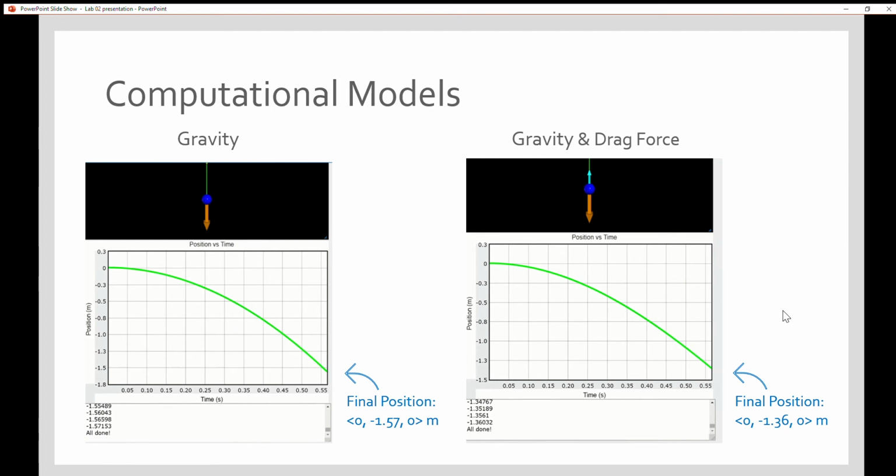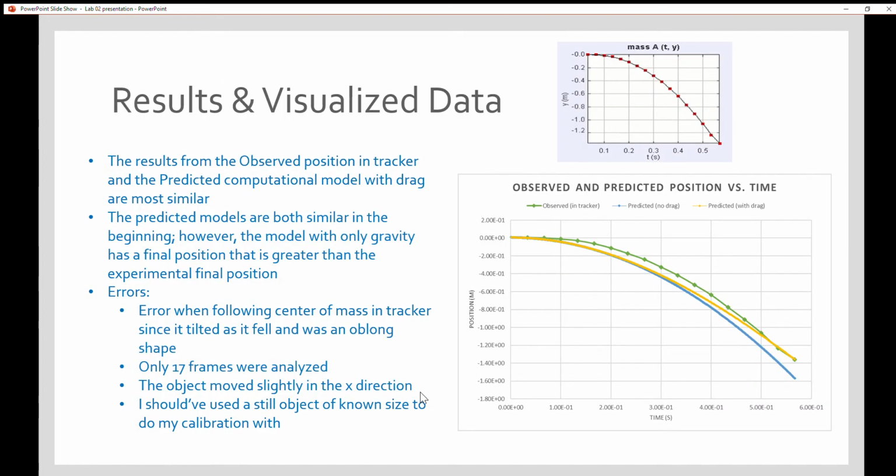Both of these graphs look similar, but when I put them on the same graph, I noticed that the computational model with drag was similar to the computational model without drag towards the beginning of the fall. However, it was more similar to the observed model towards the end of the fall. I concluded that the observed and predicted with drag models were most similar to each other overall because they started and ended at the same points and had a more similar slope that began flattening out towards the end of the curve. The model with only gravity fell further than the models with drag because it didn't have an opposing force acting upon it.